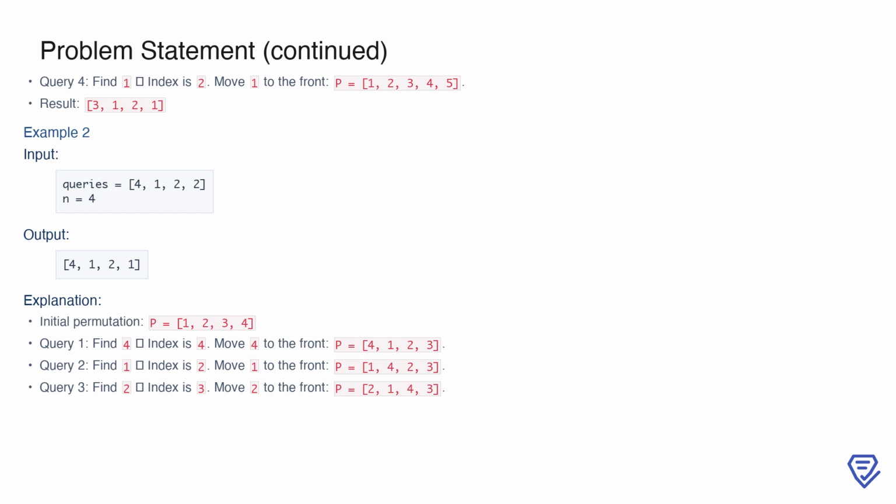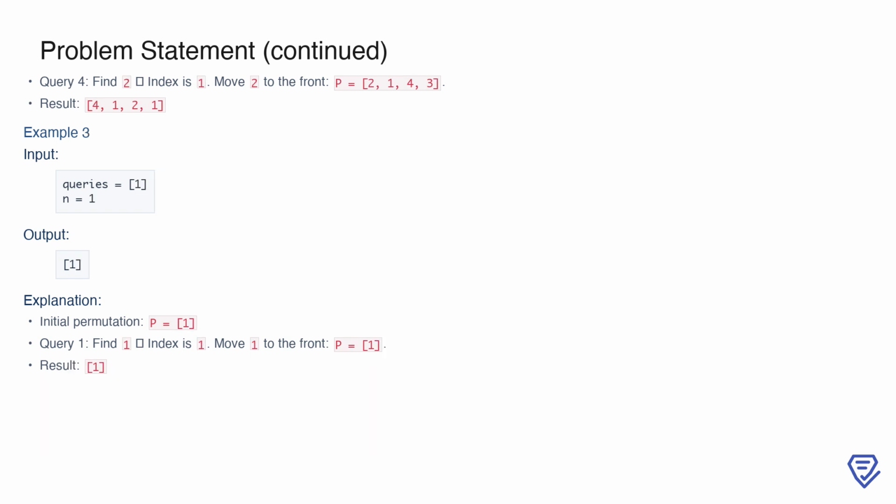Now, consider another example. Here, queries is 4, 1, 2, 2, and n is 4. The initial permutation is 1, 2, 3, 4. For the first query, the value is 4, which is located at index 4. Moving 4 to the front updates p to 4, 1, 2, 3. For the second query, the value is 1, which is at index 2. Moving 1 to the front updates p to 1, 4, 2, 3.